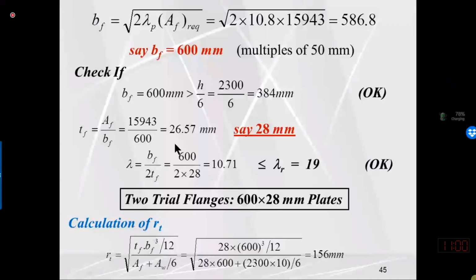Because flange may be compact or non-compact. So lambda R value, how we got this 90? Because lambda P is 10.8 for a 3016 and lambda R 19 for a 36. So lambda F is less than lambda R, so flange can be used. So I will stop here. So next time I will explain how we can determine the capacity after deciding the flange and the web size.